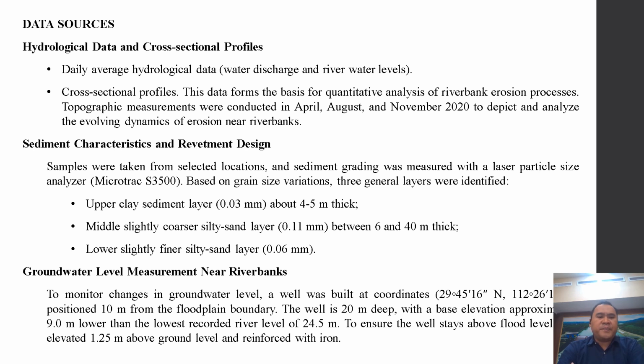0.06 millimeter. And the third data is groundwater level measurement near riverbanks, to monitor changes in groundwater level. A well was built in that area, positioned 10 meters from the floodplain boundary. The well is 20 meters deep, and its bottom is 9 meters lower than the lowest recorded level of 24.5. This is to ensure the well stays above flood levels, elevated 1.25 meters above ground level and reinforced with iron.